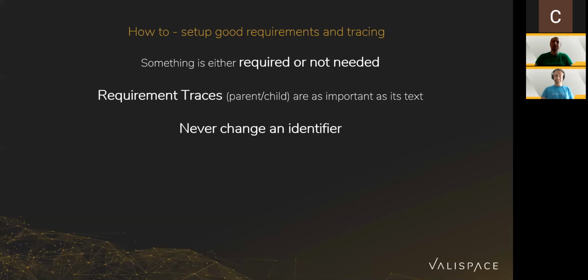People will have in their minds that requirement 324 is about a specific thing. Just introduce a new one with a -b or with a -2 or something like this in between if you want to have it in a specific place, but don't change the identifiers.